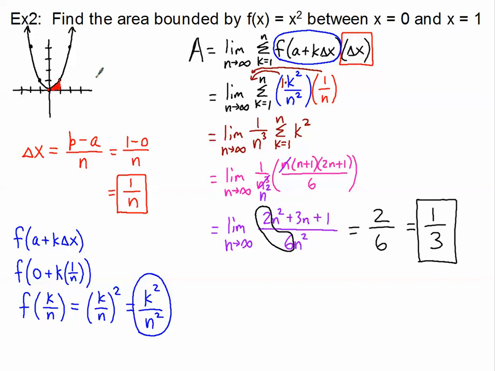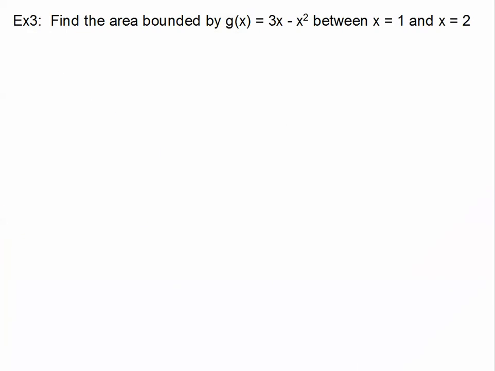Great problem. We have one more example, and we'll look at it right now. Find the area bounded by g of x equals 3x minus x squared between the vertical lines x equals 1 and x equals 2. So again, I think the smart thing to do first is let's just quick sketch this curve.